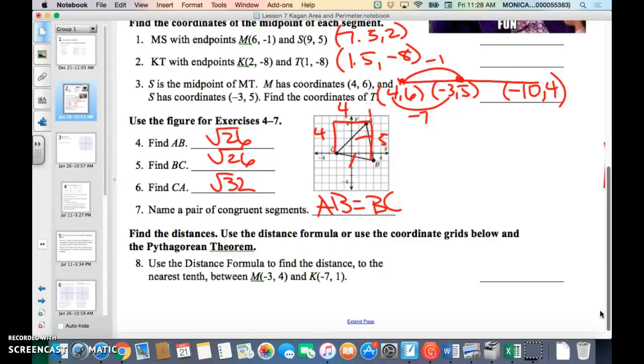And for number 8, it says use the distance formula, or I put a grid there if you want it. And this one should be 3 squared plus 4 squared, which equals 25. So it's the square root of 25, which is 5. And then number 9 isn't showing up on here, but number 9, the answer is the square root of 117, which is approximately 10.82.